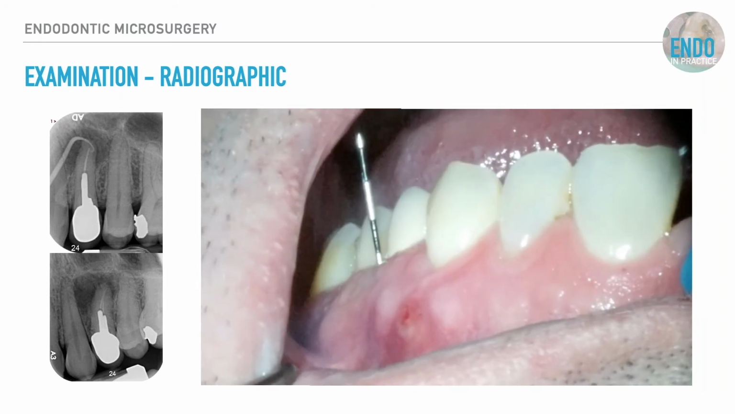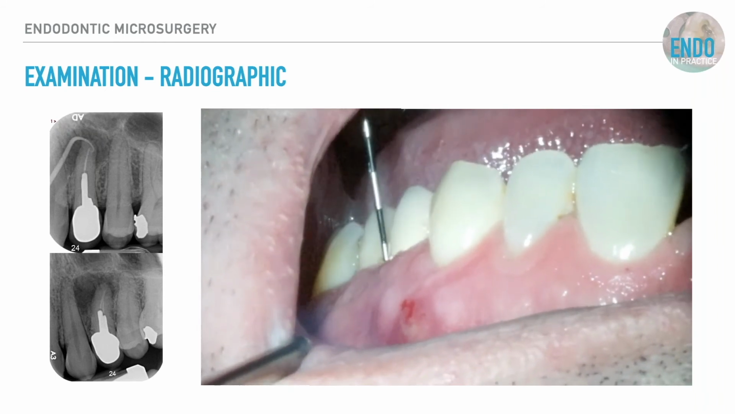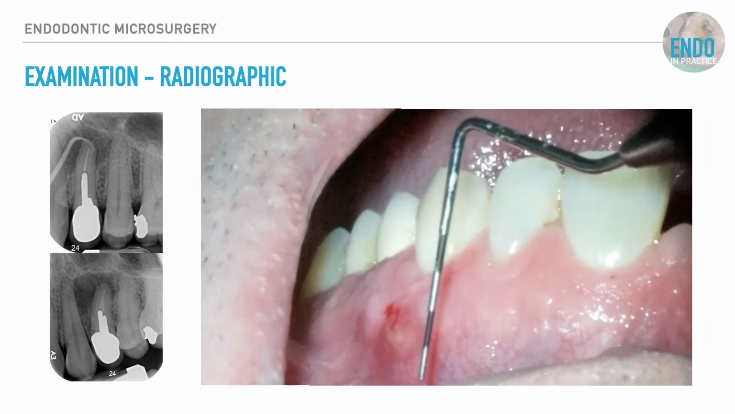I'm going round the marginal integrity. I'm checking for periodontal pocketing, and there's none of that. The sinus is towards the sulcus depth, but it certainly is more towards the canine. But with the GP, we can definitely ascertain that it's associated with the premolar.